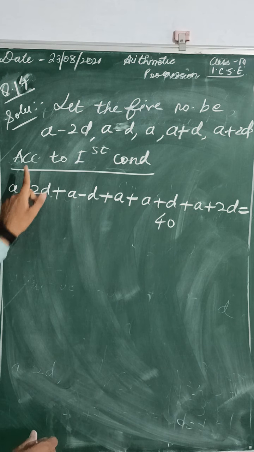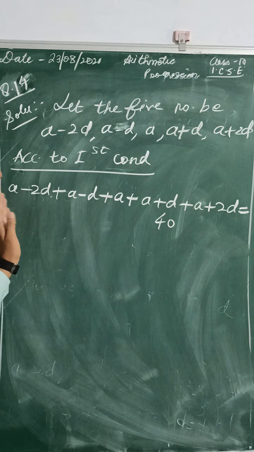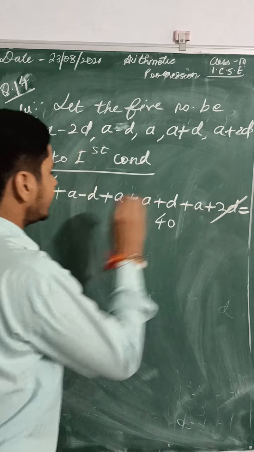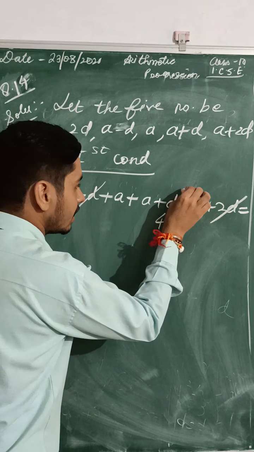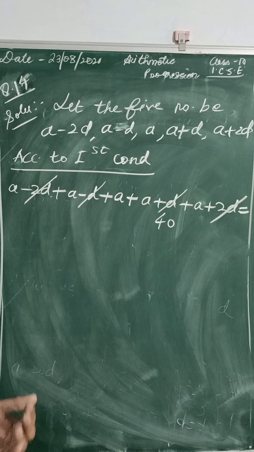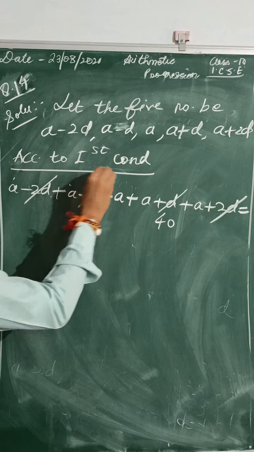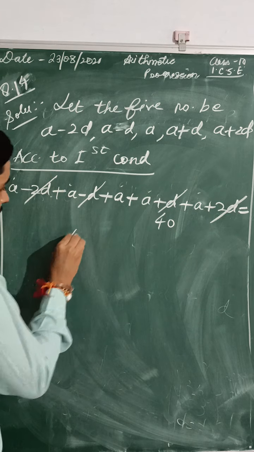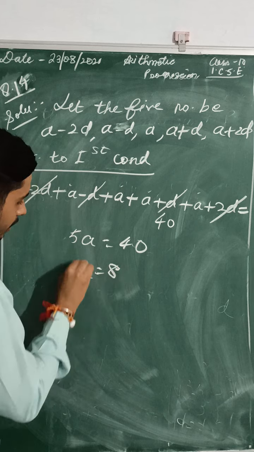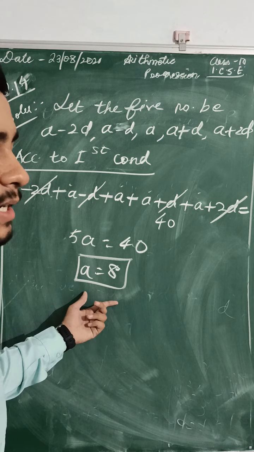See, we have 2 variables here, a and d, because they are unknown variables. So you consider the numbers in such a way that on their sum, this unknown variable is eliminated. Okay, such type of logic we have to apply. We are left with 5 a's. So 5a is equal to 40. So a is equal to 8. We got the first term, which is 8.